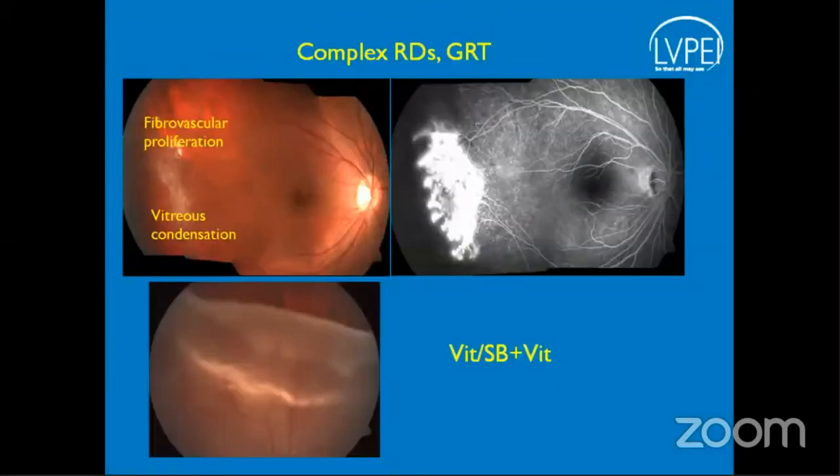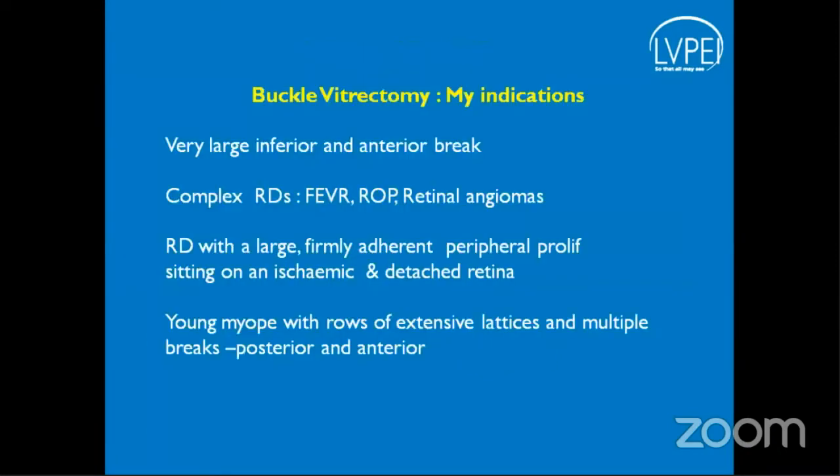Complex retinal detachment, like the one shown here, where we have a large area of avascularity and broad proliferation adhering to the retina. Sometimes vitrectomy alone might be difficult, and vitrectomy with a buckle and a broad band to support the avascular retina is a good option.